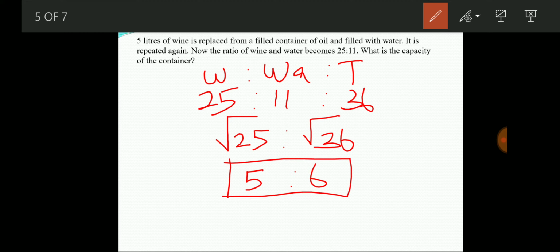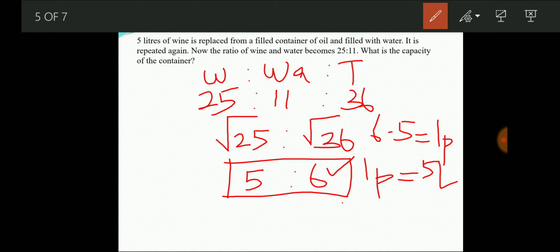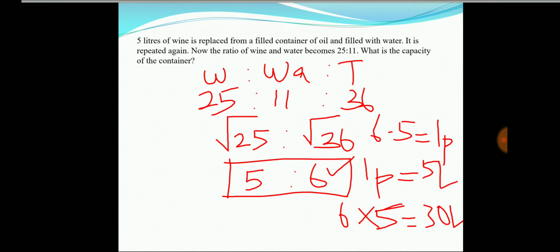So 5 is to 6, the difference of 1 part, 6 minus 5, is because of the removal of the 5 liters of wine. So 1 part is equal to 5 liters. The question is, what is the capacity of the container? We know it's 6 parts, so 6 parts is 6 into 5, which is 30 liters. The total is what we find as capacity. Way too simple? Yeah. And one more question, please.